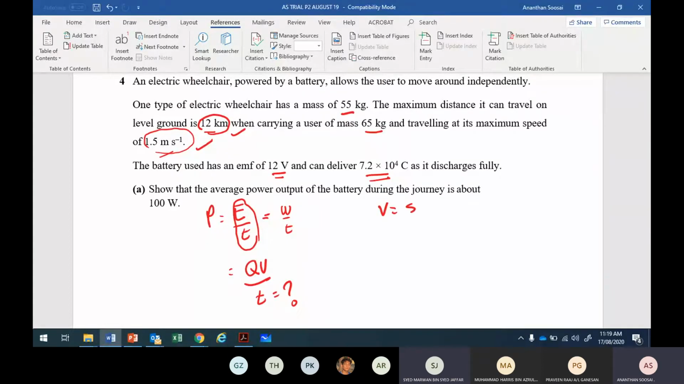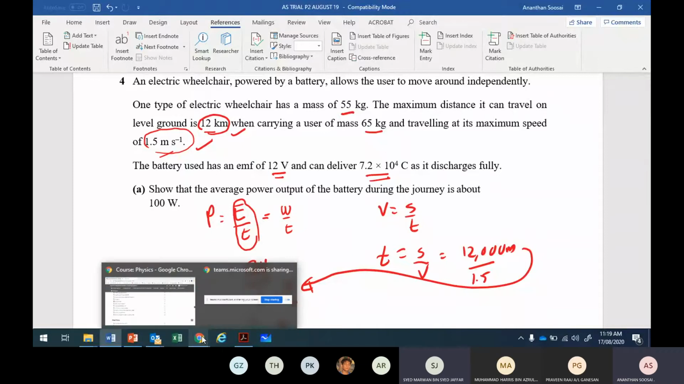Speed equals distance over time. So we can find the time: distance over speed. Distance is 12,000 metres, and the speed is 1.5. Put the numbers in and I think you get the answer.